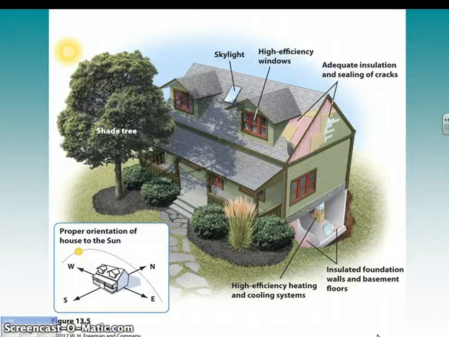But my family, my house actually did that. Like I said, we'll talk about that in a minute. But here we can see that this house is taking advantage of a natural cooling system with a shade tree here. We've got sunlight over here to allow natural sun in the wintertime. We've got our high efficiency windows. We've got adequate insulation and sealing of the cracks in the roof, the siding, and also the basement.